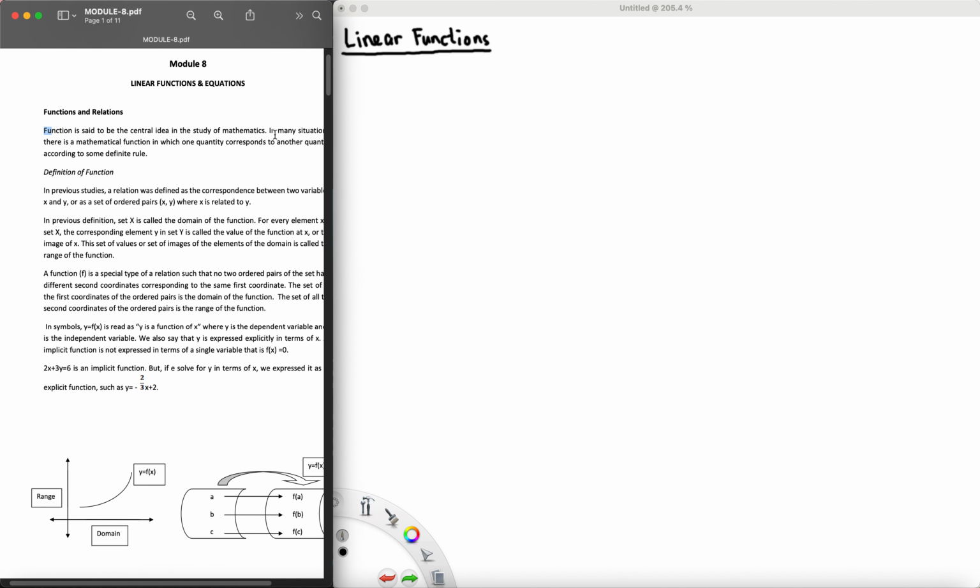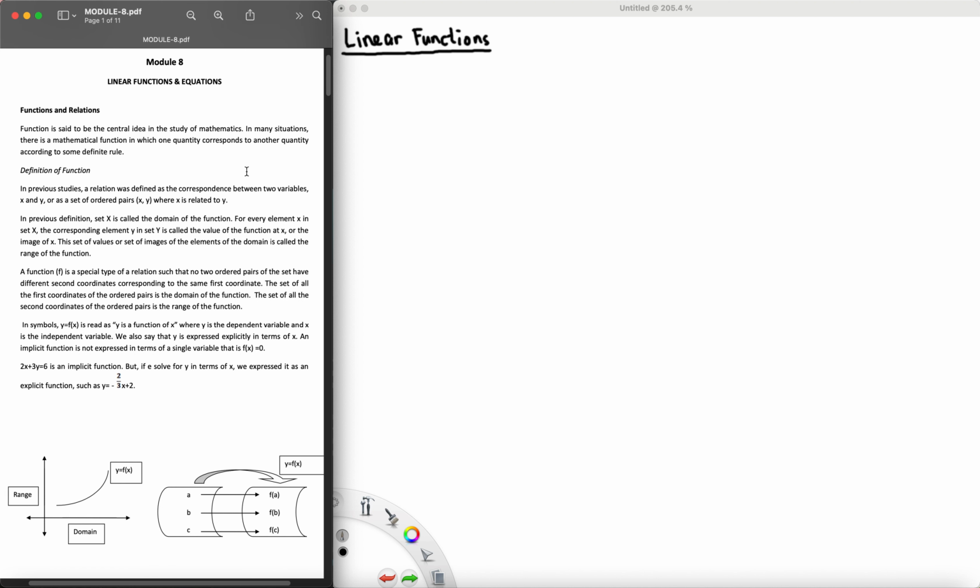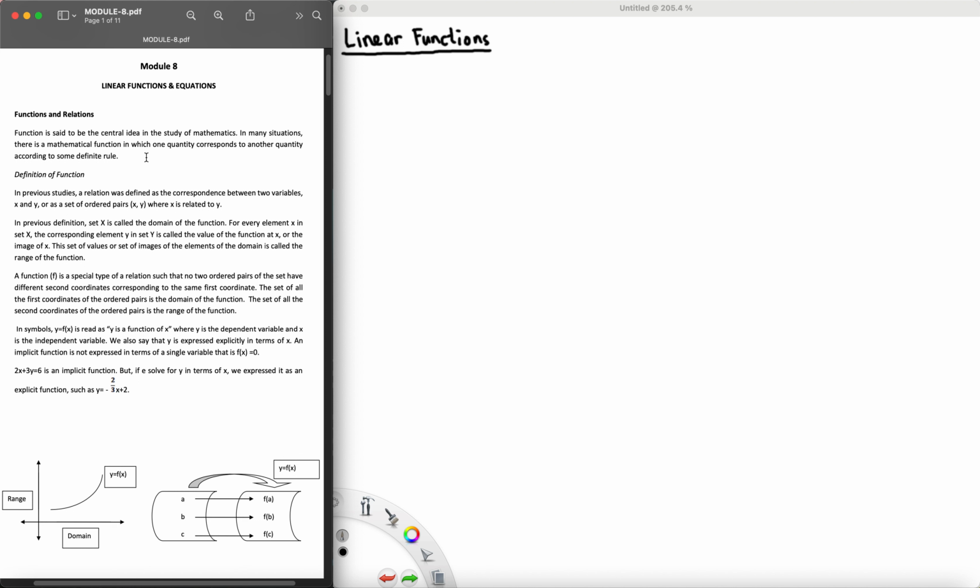A function is said to be the central idea in the study of mathematics. In many situations, there is a mathematical function in which one quantity corresponds to another quantity according to some definite rule. So let us give a correct definition of the word function. We have studied previously that a relation was defined as a correspondence between two variables. Remember, we have one-to-one, many-to-one, and one-to-many correspondence of x and y, wherein we have a set of ordered pairs written in column form, x and y, where x is related to y.